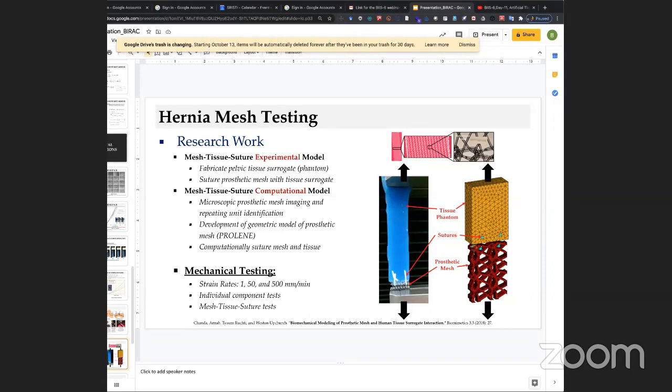So what we have done is we have come out with a very specific artificial soft tissue for the pelvis. So we know the material properties, we have tested it, so we came out with an artificial soft tissue for that, and we have sutured the mesh along with it and tested it under tensile loading, to understand what really happens.